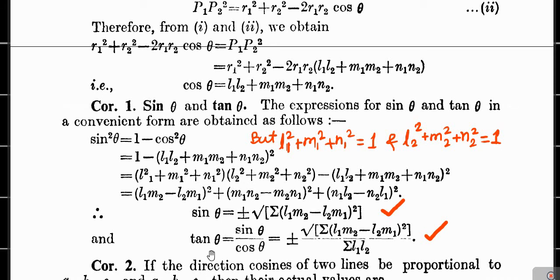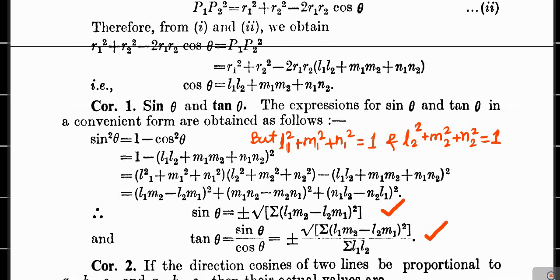Next, the tangent ratio of the angle between two lines is given by the formula tan theta equal to plus or minus square root of summation (L1 M2 minus L2 M1) square divided by summation L1 L2. So these are the formulae for finding the sine, cos and tangent of the angle between two lines.